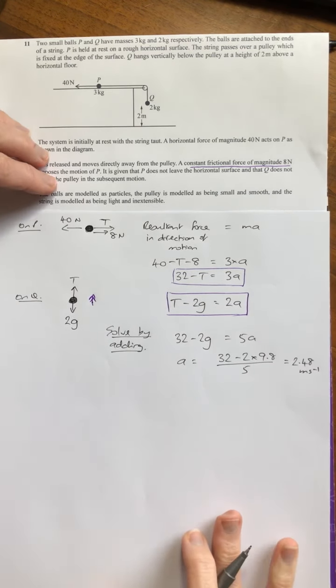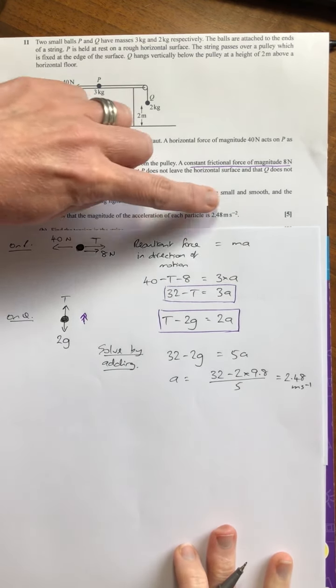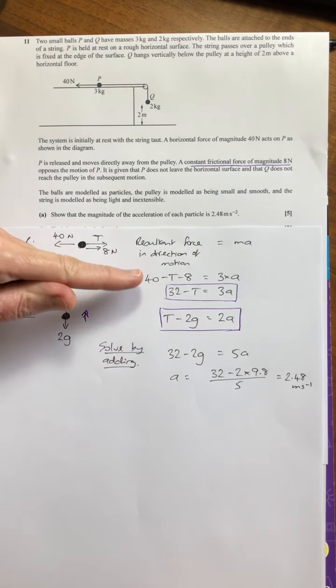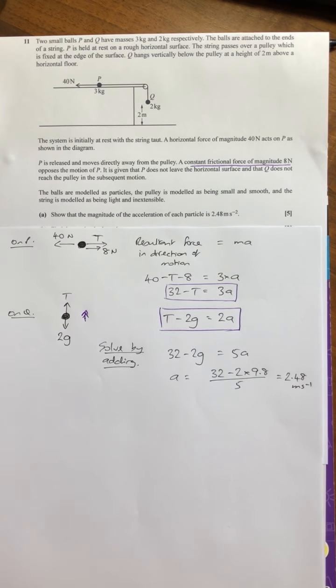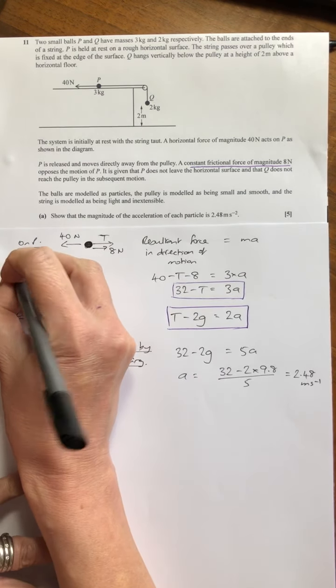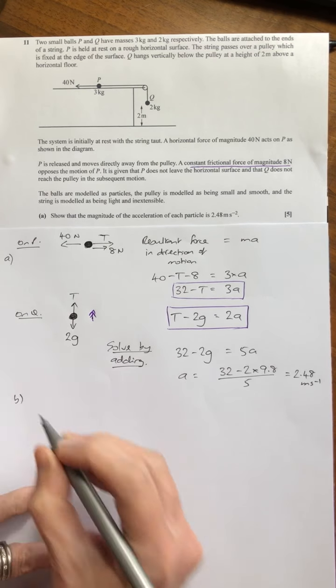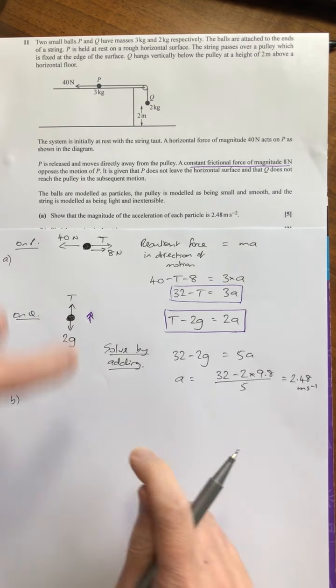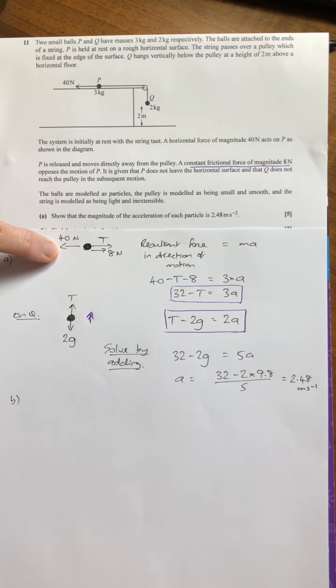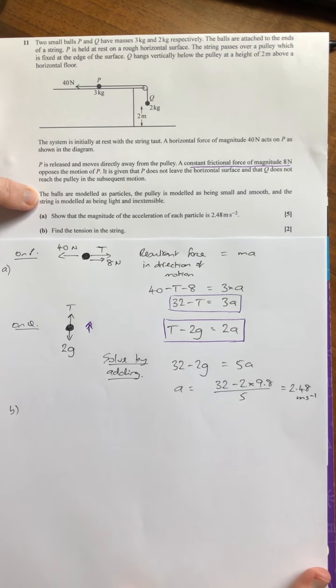per second. And of course this was a show that, so because it's a show that, you need to be careful and make sure you show each of your lines of working. Okay, so that is part A. To work out part B, I think we've done the tricky bit, sorting out the situation, sorting out what was going on with this kind of odd extra force of 40, I think was the difficult bit initially.